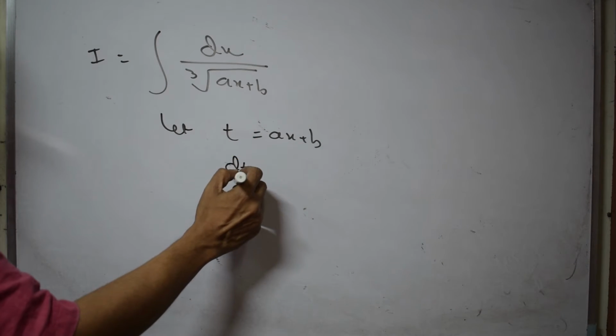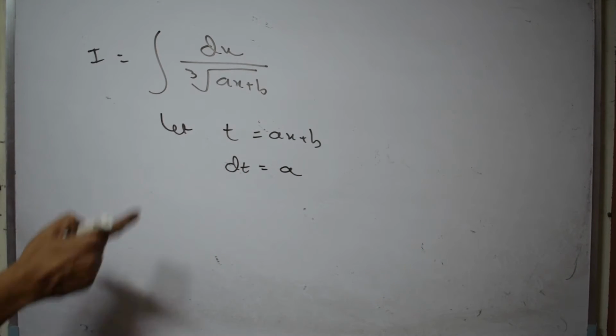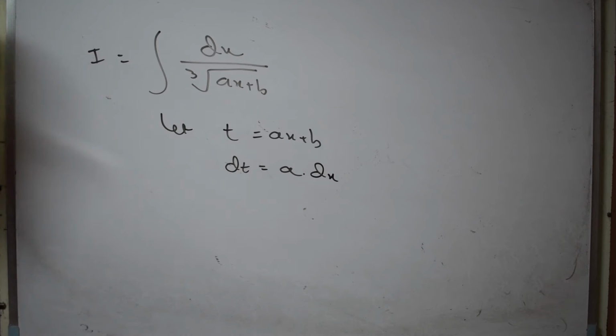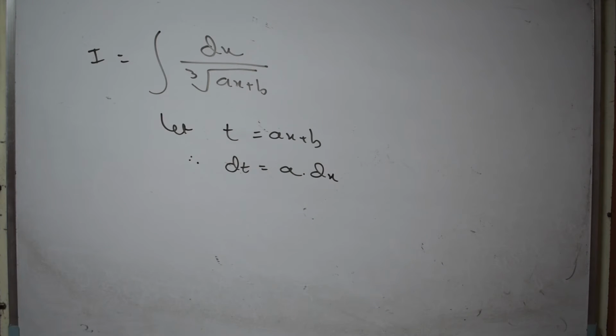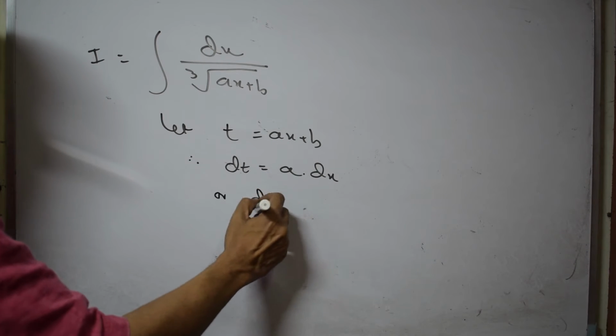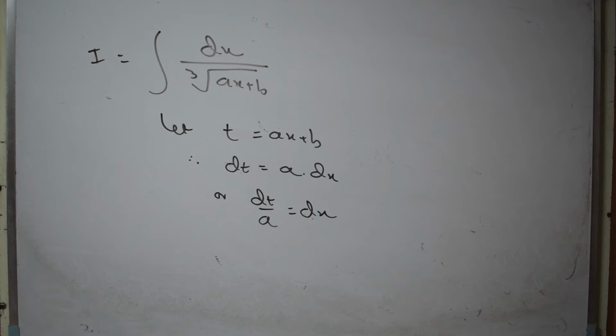So dt by dx, if I take, that will be a. dt by dx means derivative of t with respect to x, which will become a, and taking dx here. Instead of writing it there, we can directly write it. So if you watch this one, dx is there. So we need dx. dt by a is dx. Now we'll come back to the problem.